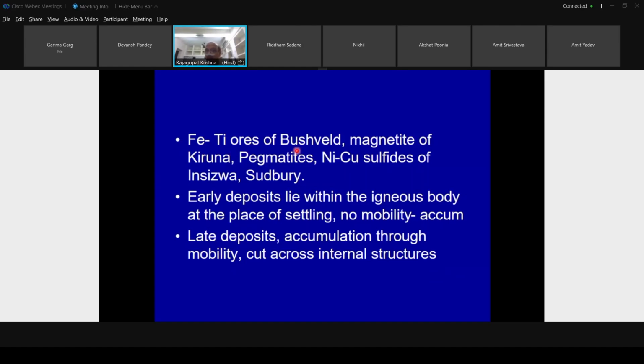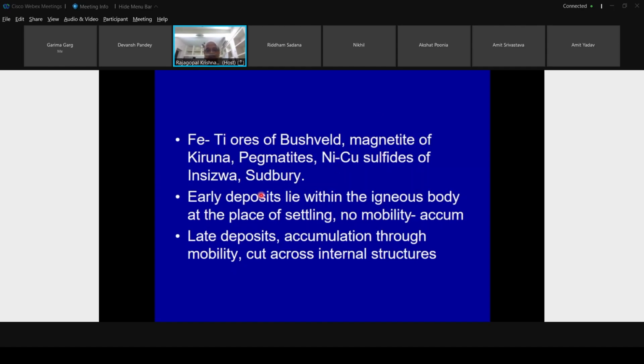So in this process, we will have iron titanium ores of Bushveld. In Bushveld, you do have the chromite, and at the same time you have iron titanium ores. The Bushveld chromite is early magmatic, whereas the iron titanium is of late magmatic. Magnetites of Kiruna in Sweden, most of the pegmatites in different parts of the globe, the nickel copper sulfides of Insizwa, as well as in Sudbury. Insizwa is in South Africa, Sudbury is in, sorry, Canada. All these deposits form part of the late magmatic process.